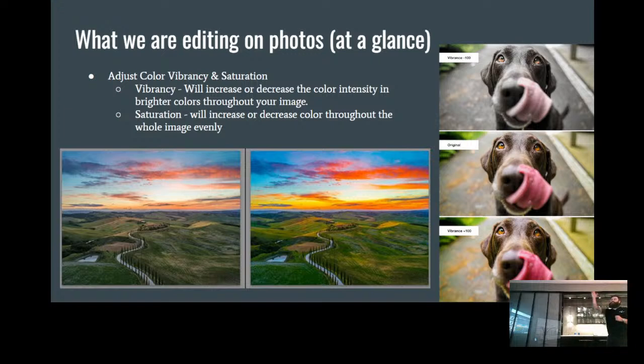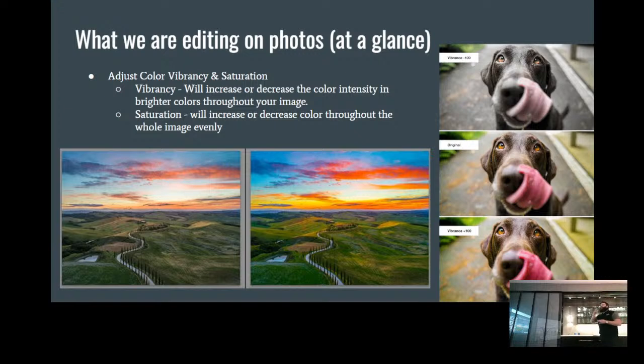When we lower the vibrancy level, we can see that the color of the tongue is gone. The background, the green from the grass, is going away. The eyes still show a caramel color. However, the dog loses that light brown and it almost starts to get black and white.